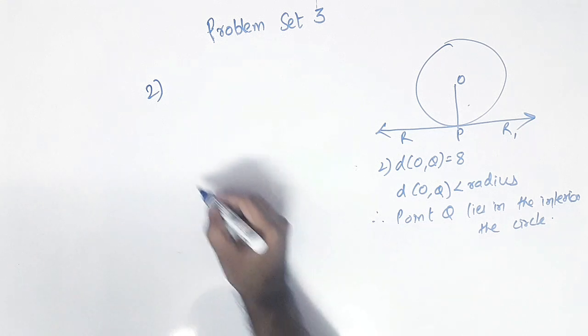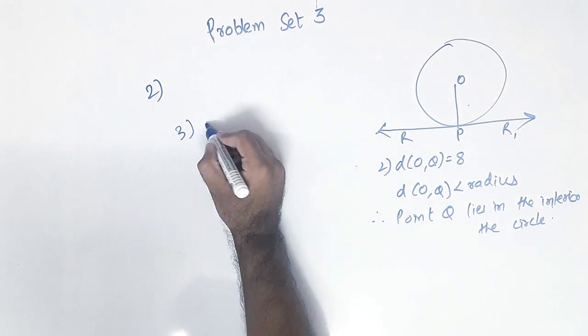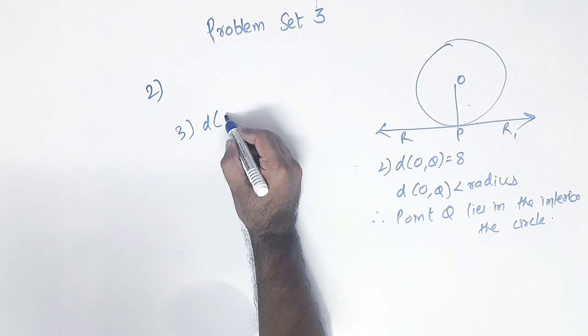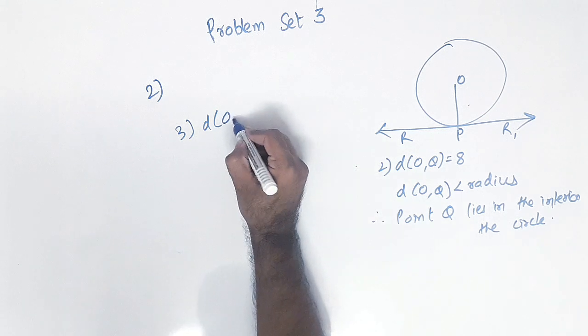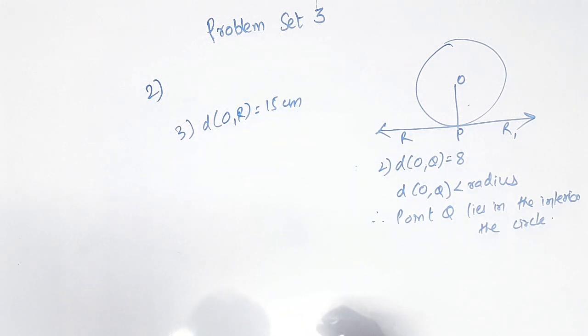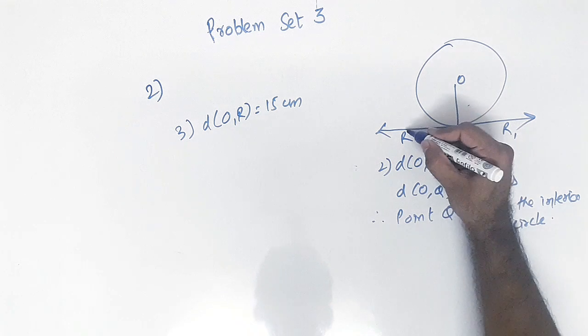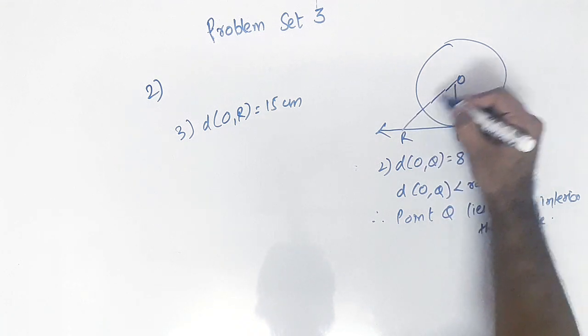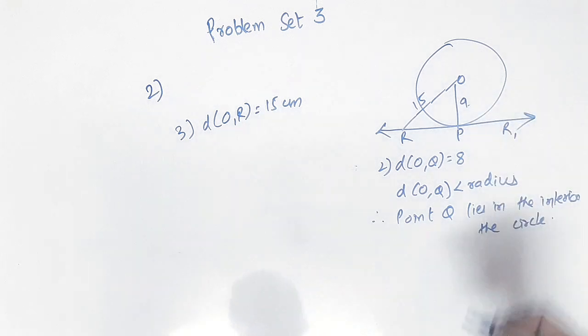Then coming to question 3, they have asked distance OR is 15 centimeter. You have to correct it in the textbook. In the textbook they have given PQ is 15 centimeter, but it is not PQ, it is OR. You can correct it in the textbook. So OR is 15 centimeter. You can see this is 9 centimeter. So at what distance will each of them be from point P? Okay, so very simple.